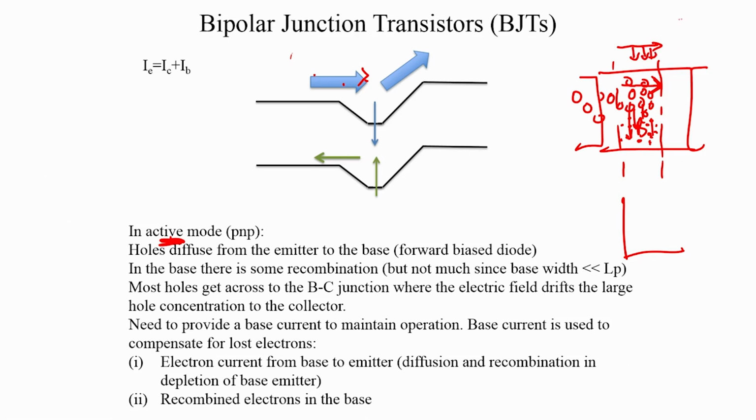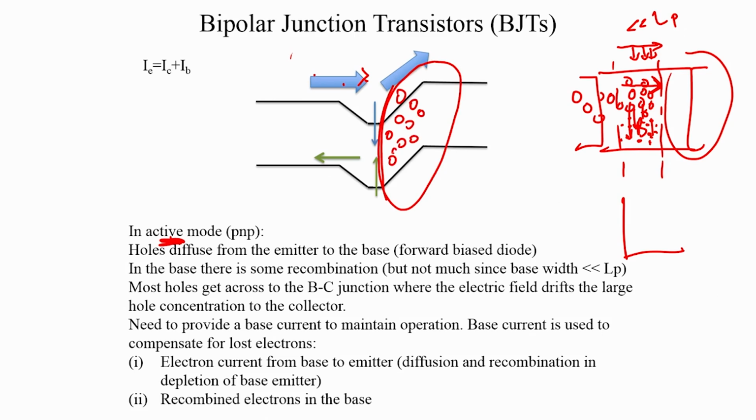Now, if the base width was very large, then they would all recombine and very little would get onto the other side. But the base has been specially designed to have a length less than LP, and therefore, these holes will make it across the base and get into the depletion region at the base collector junction. Perhaps not all, but most of them would successfully make it through and get into this depletion region.